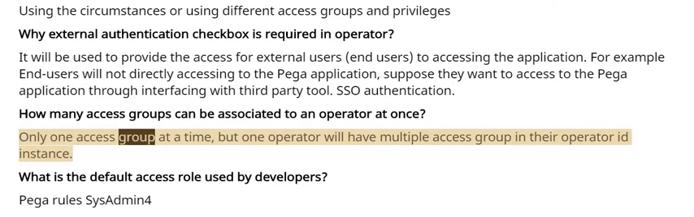How many access groups can be associated with an operator at once? Only one access group at a time, but one operator can have multiple access groups in their operator ID instance.